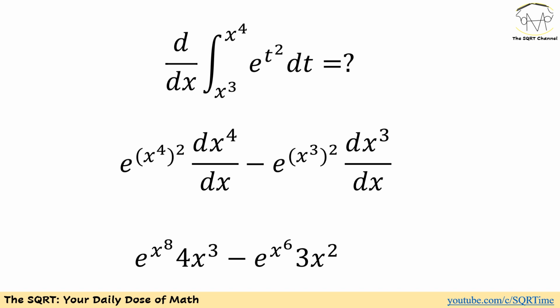Now if we simplify everything, we are going to end up with e to the power of x to the power of 8 times 4 times x to the power of 3. Remember, the derivative of x to the power of 4 is going to be 4 x to the power of 3. Now if we move on with the second component, it's going to be e to the power of x to the power of 6 times 3 times x squared. And 3 times x squared is basically the derivative of x to the power of 3 with respect to x. So that's our final answer, and it was basically one of the choices that we had in the problem in a multiple choice exam.